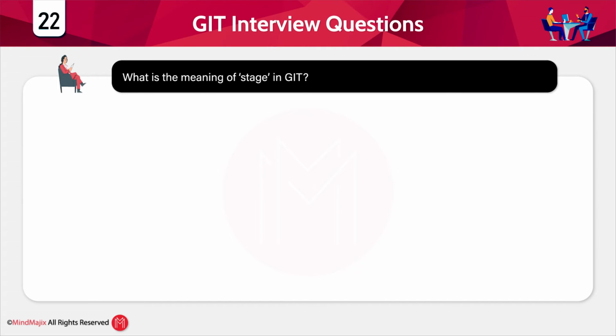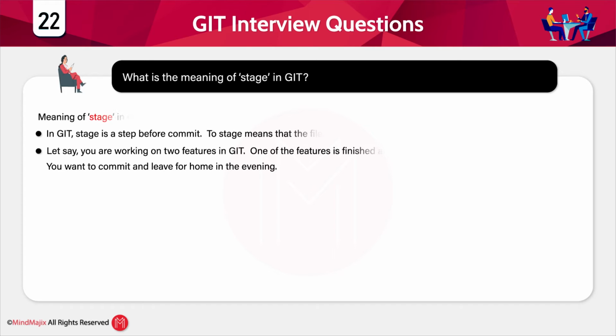What is the meaning of stage in Git? Stage is the step before commit. Once the files are added to the staging area, Git will start tracking them. The files which are in the current working directory will not be tracked by Git, guys.